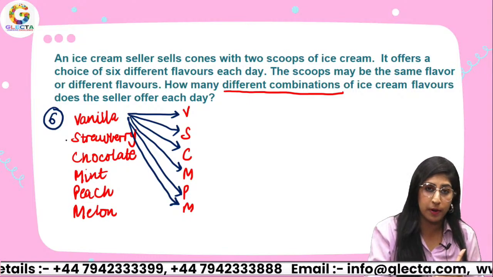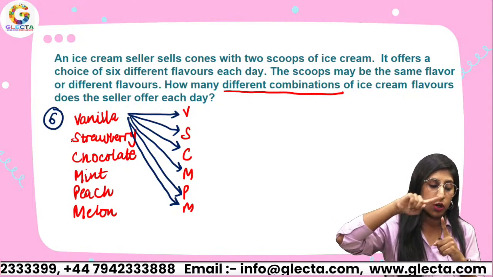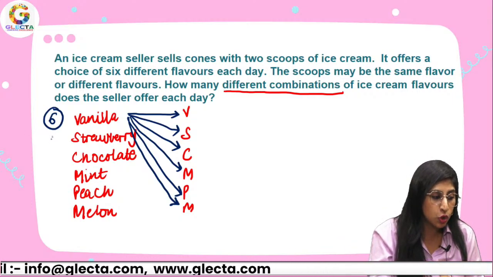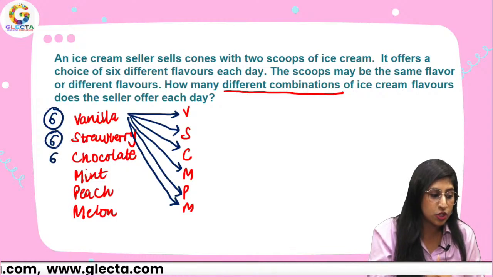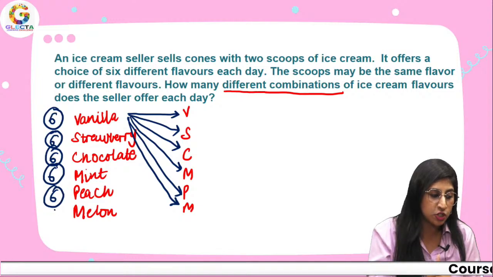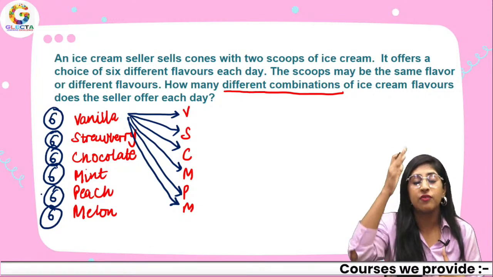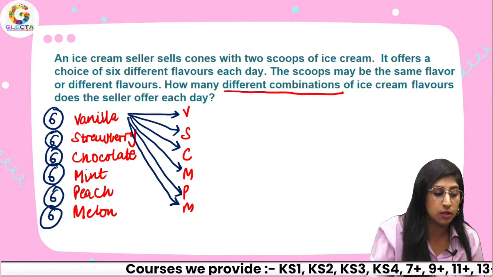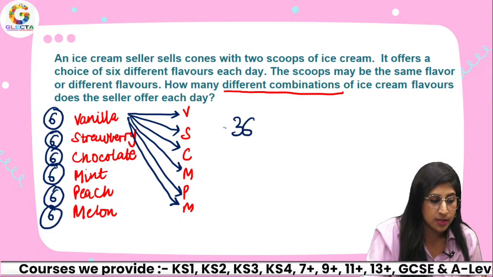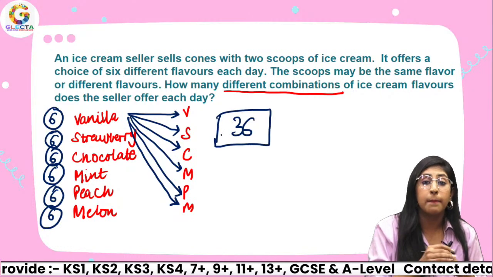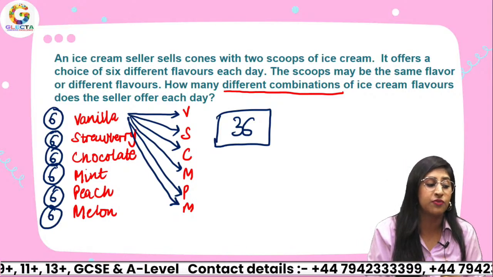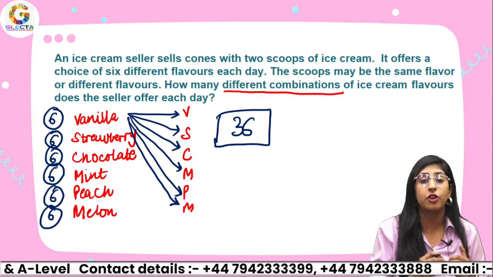Similarly, when I take strawberry, I would go for vanilla, strawberry, chocolate, mint, peach, melon, all again. So 6 choices for strawberry, then 6 choices for chocolate, 6 for mint, 6 for peach, 6 for melon, and we have 6 flavors. How many choices do I get in total? 36. But my question says how many different combinations of ice cream flavors does the seller offer each day?